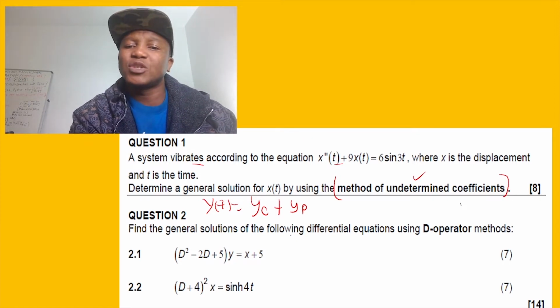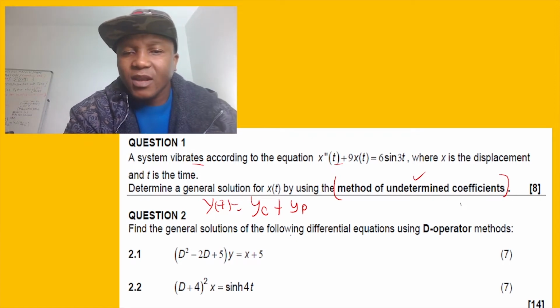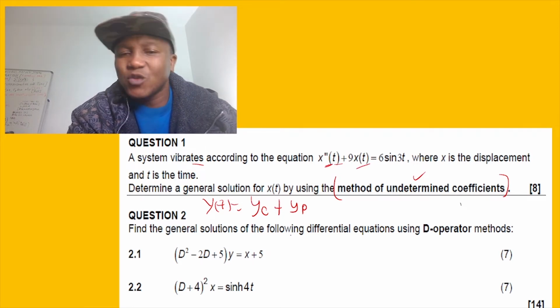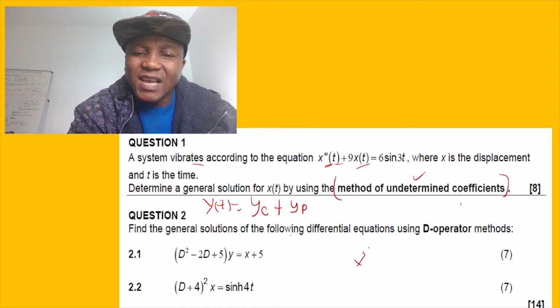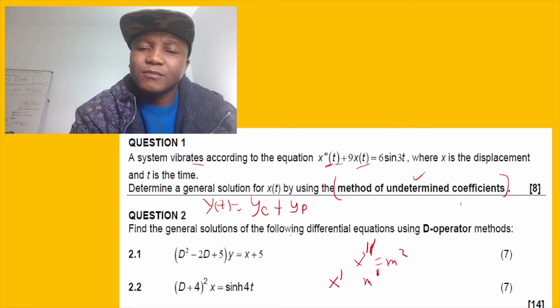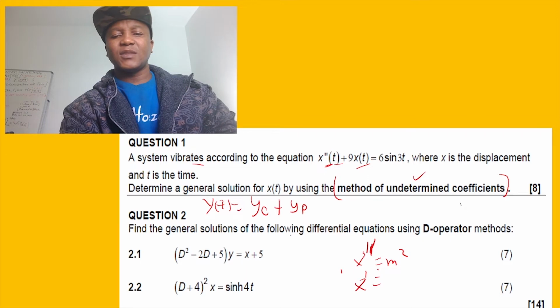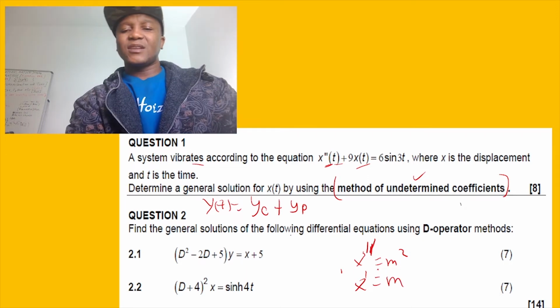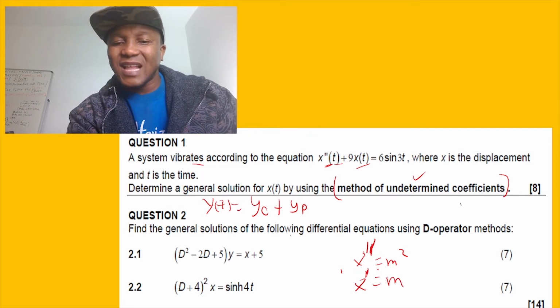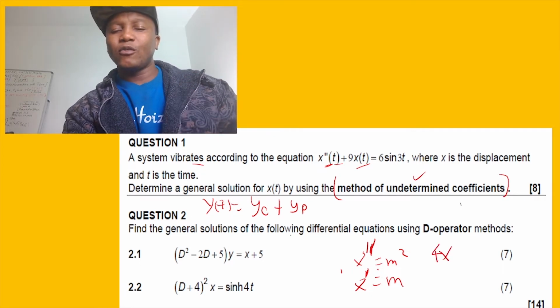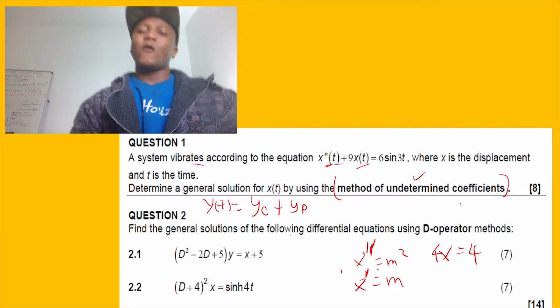For the particular solution, you can either use m or r. Some people use m or r, but for me, let me just use m. If it's the second derivative, like here, I'm going to use m squared. If it's the first derivative, just use m. But if a term does not have a derivative, like 4x, you write only 4.